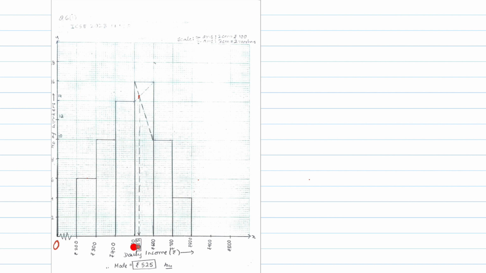Now this is 500, so 500 to 600. This is divided into how many divisions? 10 divisions. So if there are 10 divisions, then one division is going to correspond to 10 rupees.